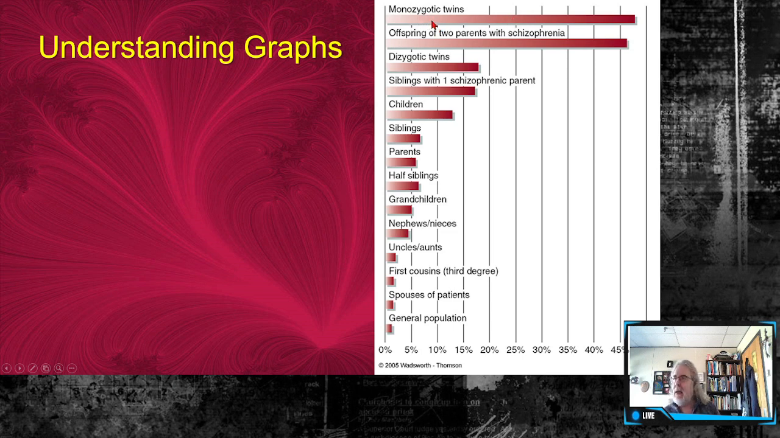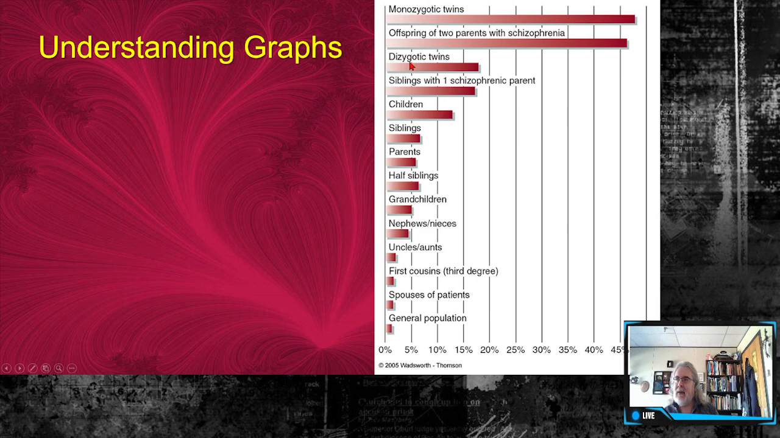Now what they mean by that is if one twin has schizophrenia, what are the chances that the other one will as well? So what are the chances that both monozygotic twins or identical twins have schizophrenia? Well, we can see it's roughly maybe 47%. And then if we look at the offspring of two parents who have schizophrenia, so both parents have schizophrenia and they have a child, what are the chances that child has schizophrenia? And we see it's over 45%, maybe 46%.